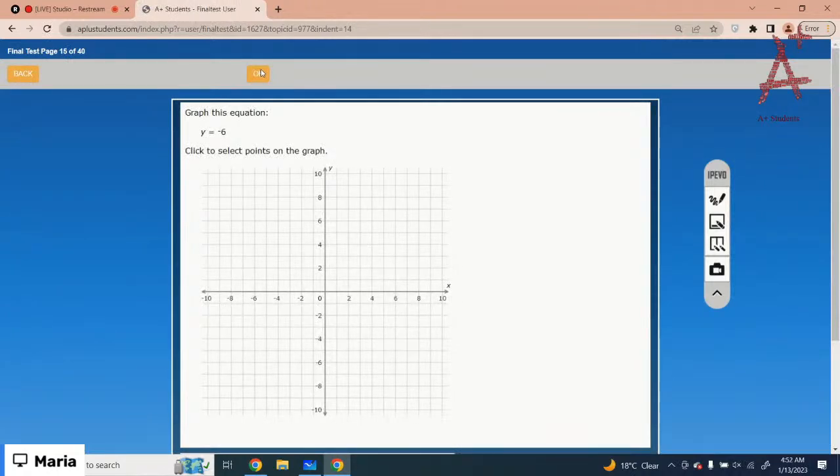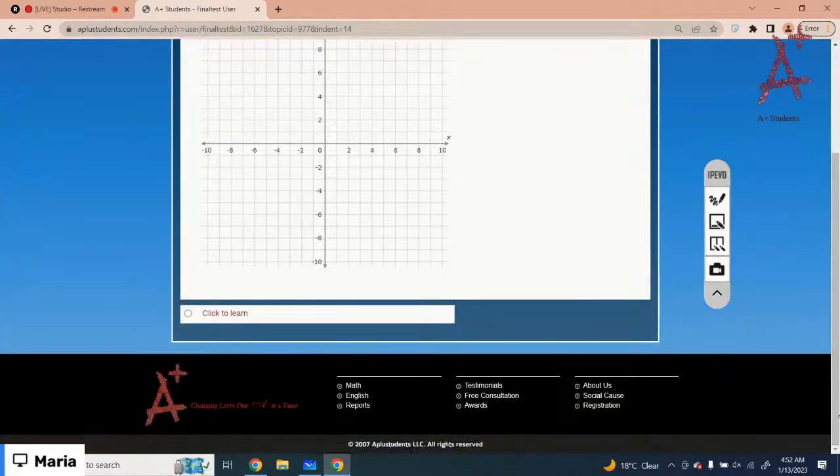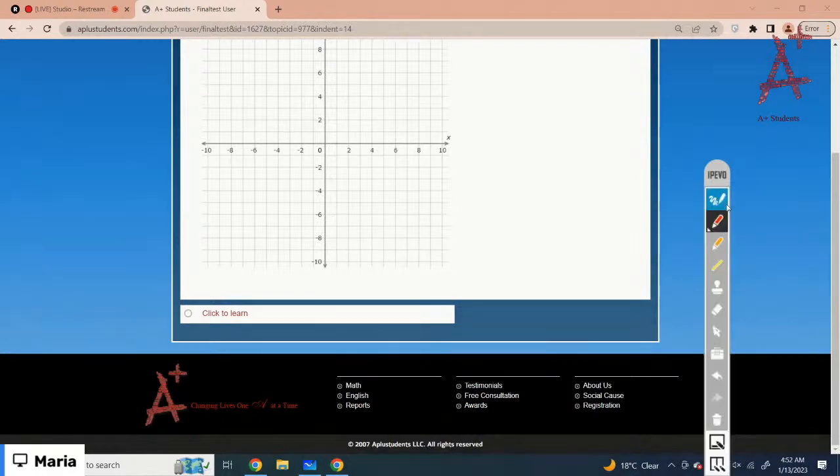Okay, graph this equation y equals negative 6. So you have to graph the equation y equals negative 6. Here you have the negative 6, so that would be a horizontal graph. Got it? Parallel to the x-axis. y equals negative 6, this is the graph actually. Got it?